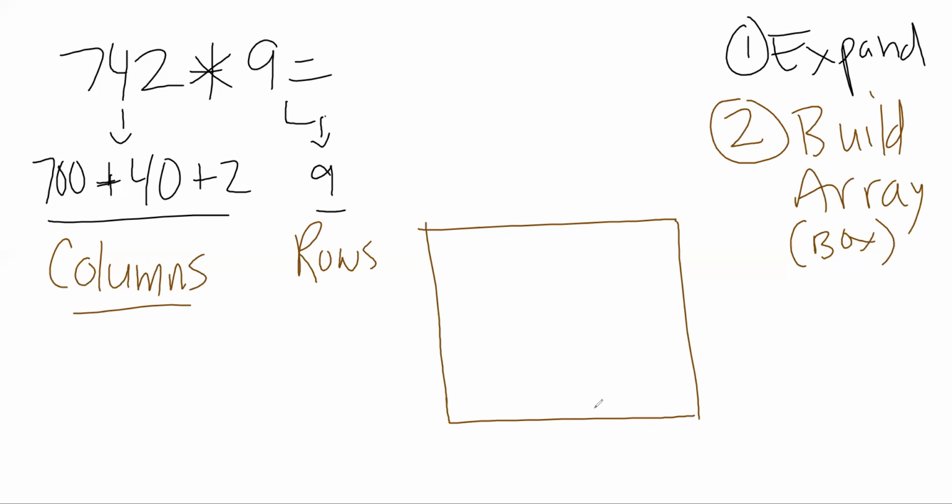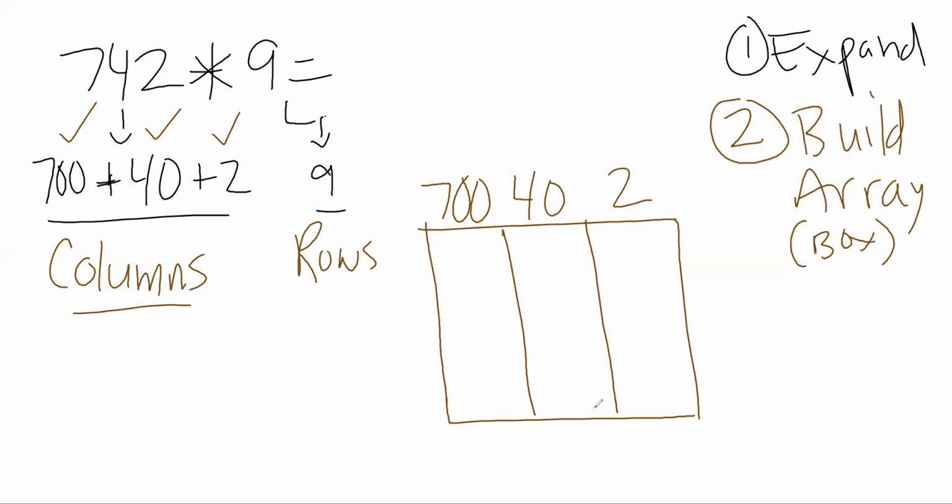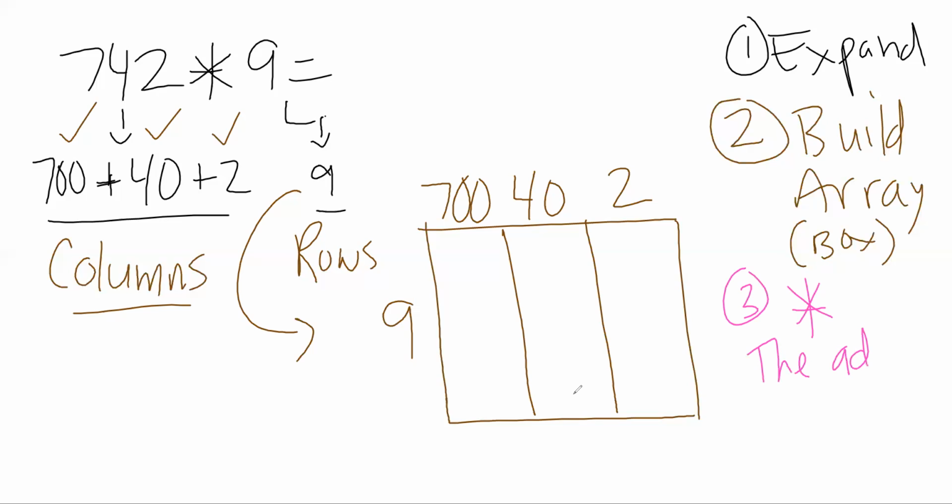So if I look at my columns, I have 1, 2, 3 columns. I have 3 numbers, 3 columns. And then the columns have names. It's 700, 40, and 2. And then my row is just 1 row, 9. So there's my frame. And let's go ahead then and multiply, then add products.